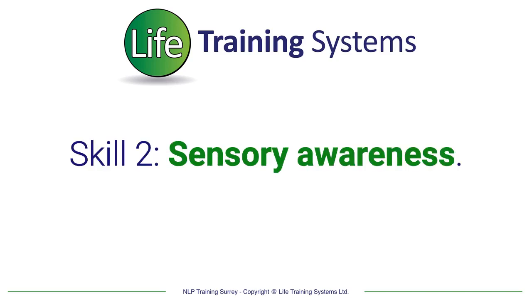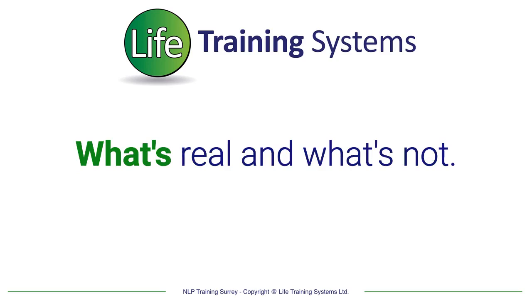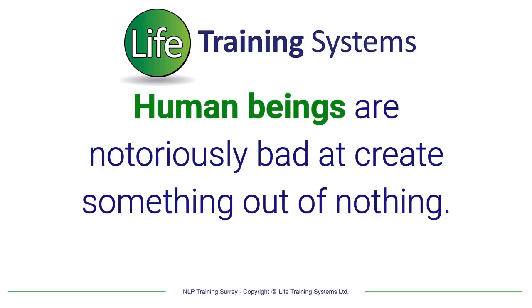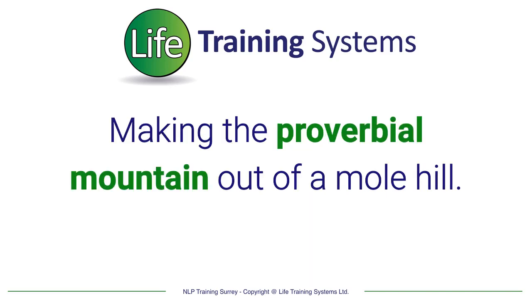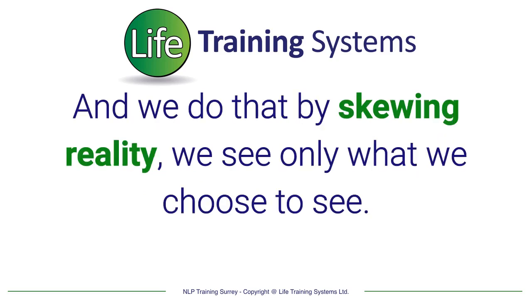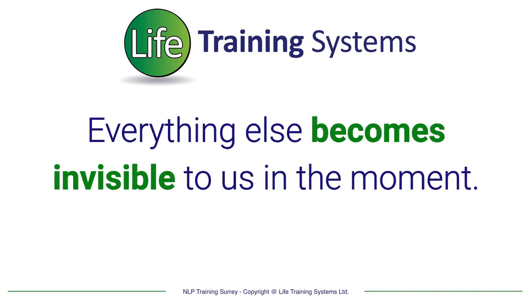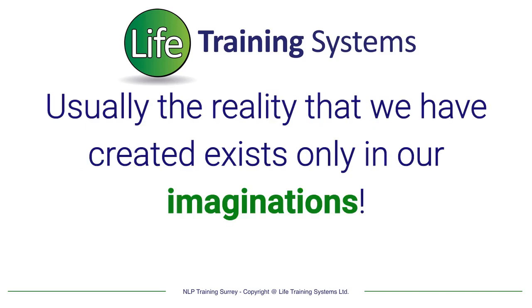Skill 2, sensory awareness. What's real and what's not? Human beings are notoriously bad at creating something out of nothing. Literally making the proverbial mountain out of a molehill. And we do that by skewing reality. We see only what we choose to see. Everything else, literally everything else, becomes invisible to us in the moment. And usually the reality that we have created exists only in our own imaginations.